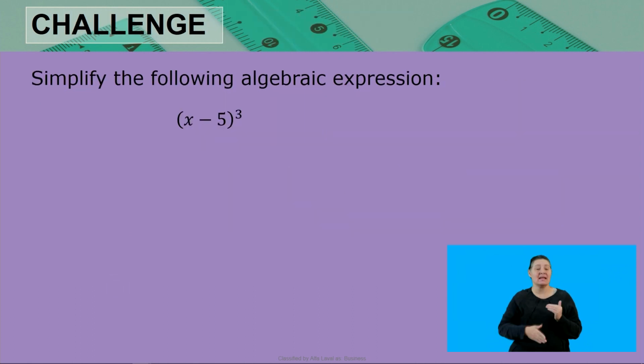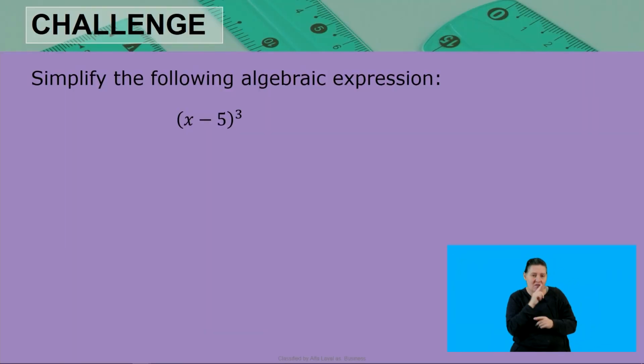So let's end the lesson with a nice challenge. Now remember, throughout the lesson, we were busy with multiplying two binomials or with squaring binomials, which is also the product of two binomials. Now look at this nice challenge. Simplify the following algebraic expression. I have there in brackets x minus 5, and then that whole expression is cubed. So it's no longer squared, it's cubed. Do you think you can manage that challenge?